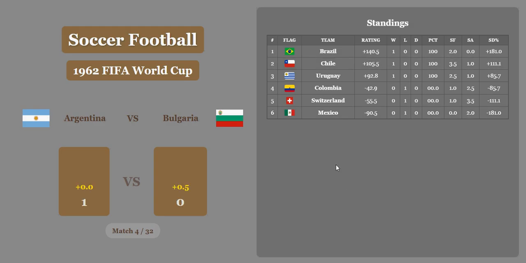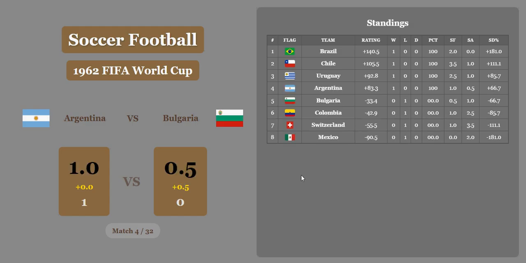Argentina 1, Bulgaria 0. Bulgaria gets a half goal to cut the lead in half, but Argentina is going to get a big win. And Bulgaria will be in 5th place right behind them now.